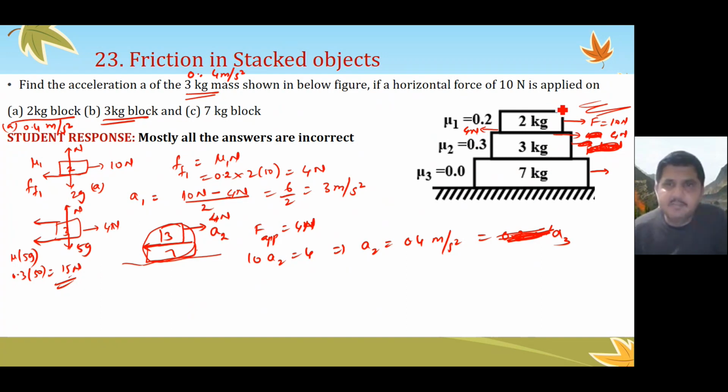The object should move like this, right? Thus you found out the acceleration of the 2 kg object, which came out to be 3 meters per second square. Anyway, that has not been asked. We need not find this one. I just gave it for the sake of completion.